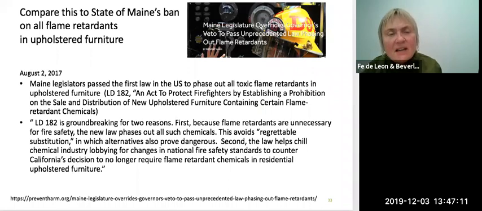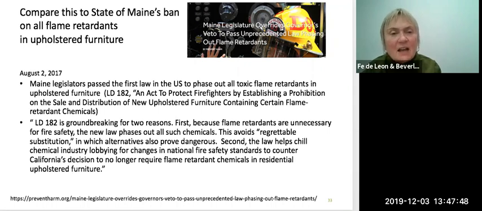In comparison, compare this to the state of Maine's ban on all flame retardants in upholstered furniture in 2017. They not only said we need a phase out of brominated flame retardants, they said we don't need any toxic flame retardants in upholstered furniture. They knew that there were ways to meet flammability standards without the use of these chemicals. And as they point out in their press releases, this avoids regrettable substitution in which alternatives to brominated or halogenated flame retardants could be used, such as the phosphorus-based ones.